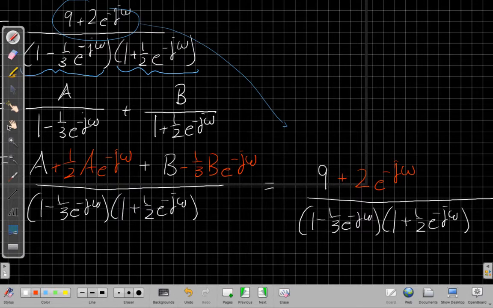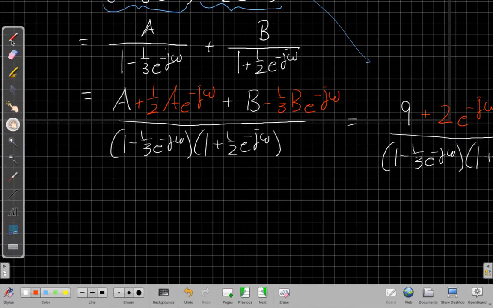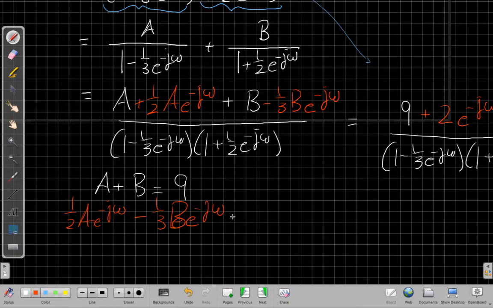So if I pull those out, it gives me two equations and two unknowns. The first one, we'll do it one more time in color just so people see where it comes from: I have a plus b is equal to 9. And then I also have 1/2 a e to the minus j omega, which is this term, minus 1/3 b e to the minus j omega is equal to 2 e to the minus j omega. So I've got this term plus this term equals that term.